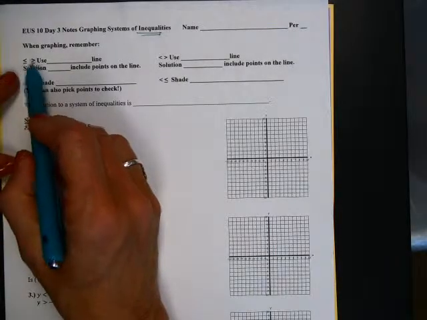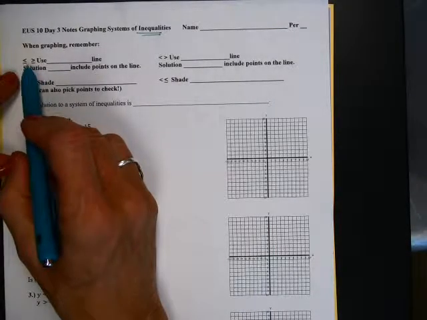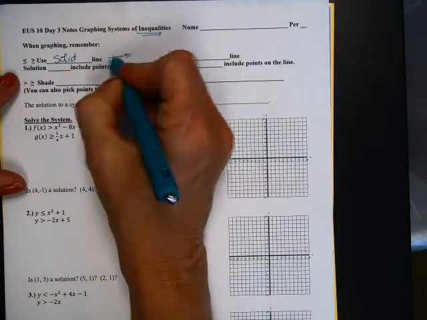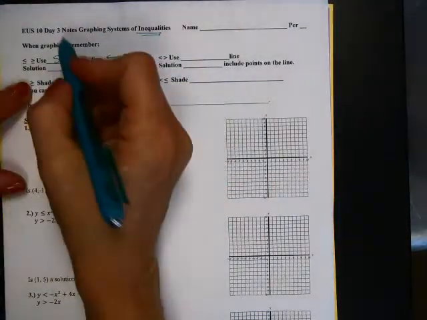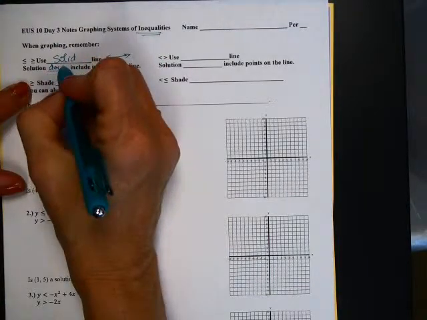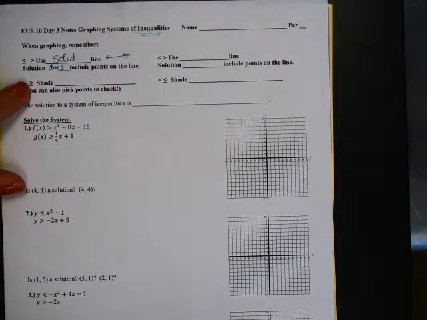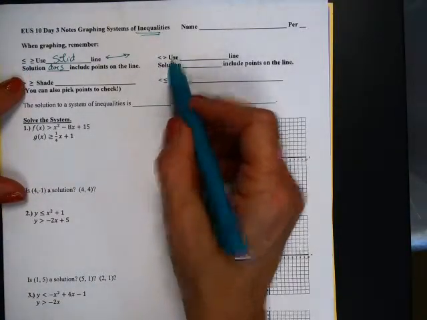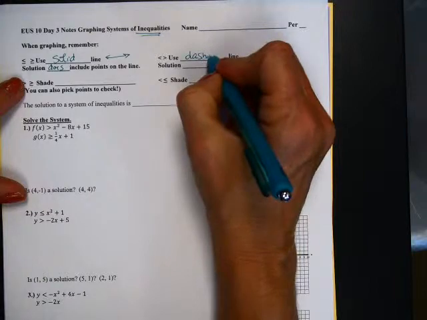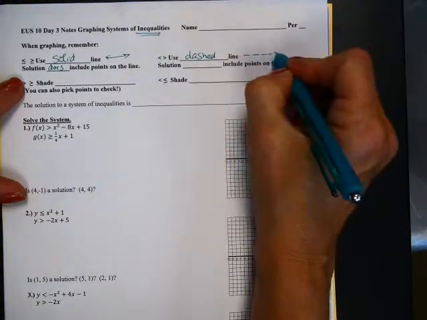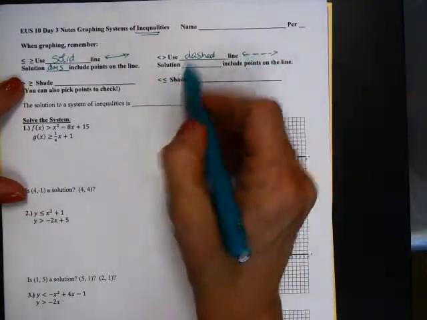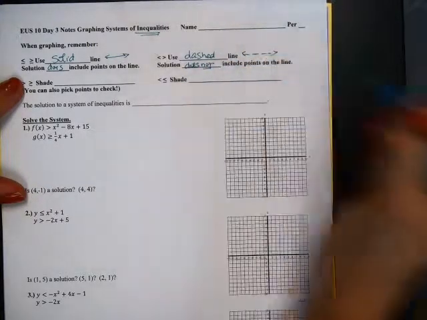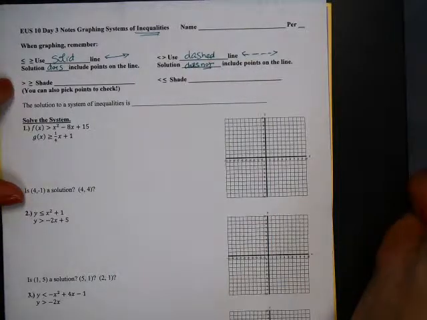When you have less than or equal, or greater than or equal, you are going to use a solid line. When you go to graph it, this means that the solution does include the points that are on the line. If it is less than or greater than, there's no equal sign. You're going to use a dashed or a dotted line. It will look like that, because this solution does not include the points on the line.